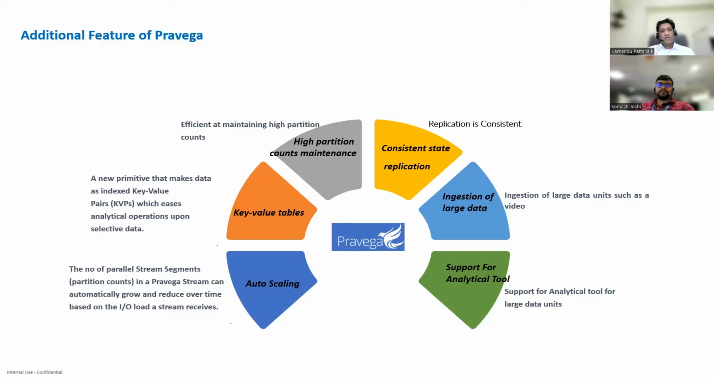The other one is the key value table. As we know, in the key value table concept, there is always a key, and for each key there will be a value tagged to it. Though Pravega already has event based calculation, it also provides key value tables, which enables it to run multiple analytical operations on selective data. Operations like update or delete or modify on the key set itself or the value set itself. So there could be several analytical operations done in that.